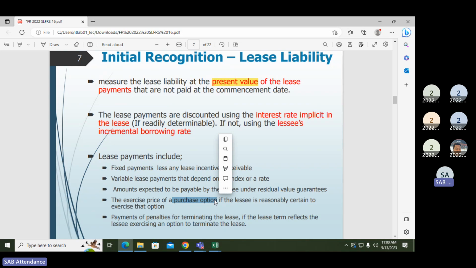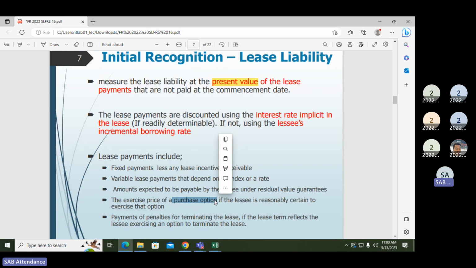Sometimes the ownership will not transfer directly. There is a purchase option, but that purchase option price is very low compared with the market price of that asset at that time. So it is reasonably certain that the lessee will use the option of purchasing. So if you have such an option price, that also becomes part of the lease payment in the last year.